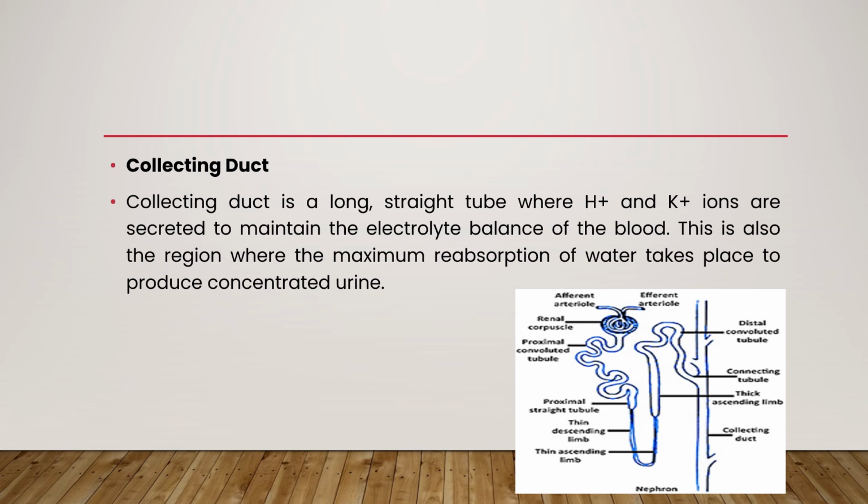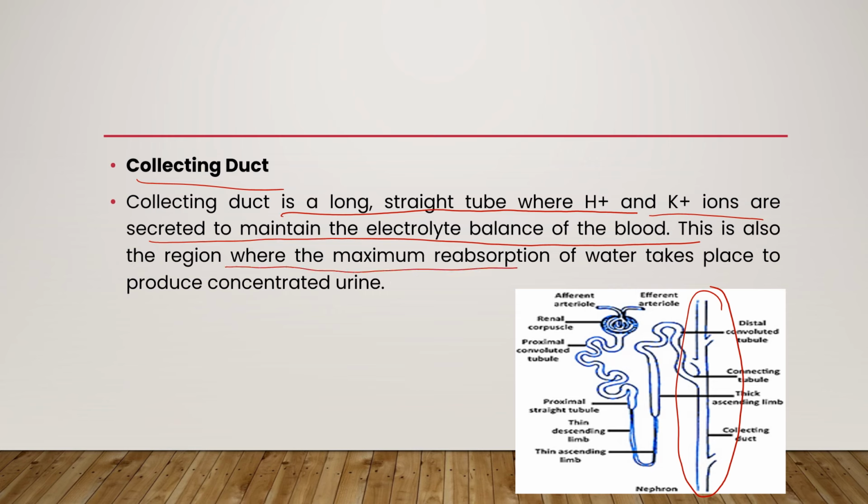The collecting duct is a long straight tube where the hydrogen and the potassium ions are secreted to maintain the electrolyte balance of the blood. So here you can see this is the collecting duct. All the blood is brought here and it is drained into the collecting duct. So this is maintaining the electrolyte balance of the blood, and it is a region where the maximum amount of reabsorption of water takes place to produce the concentrated urine.